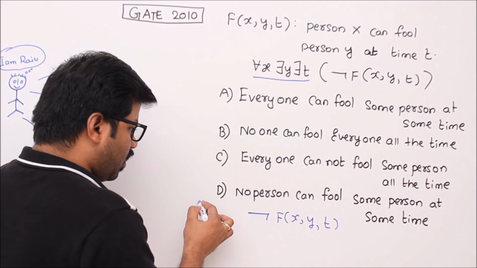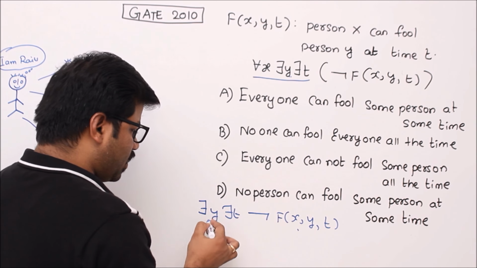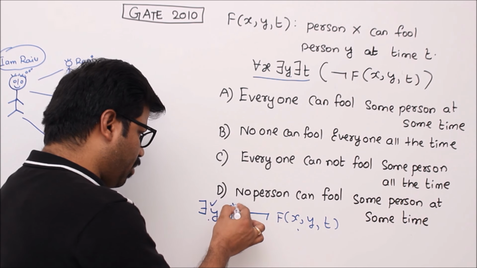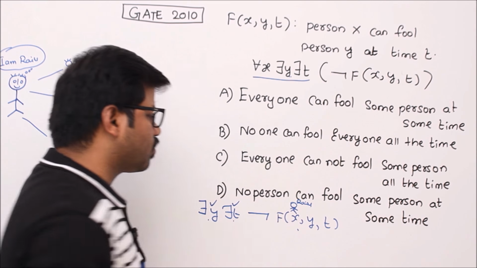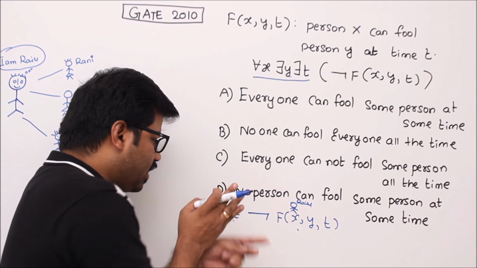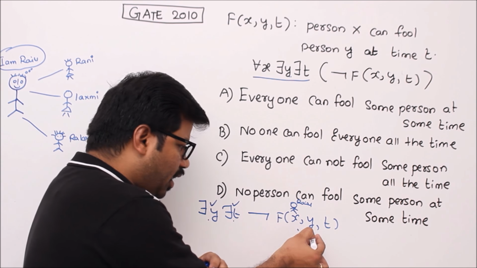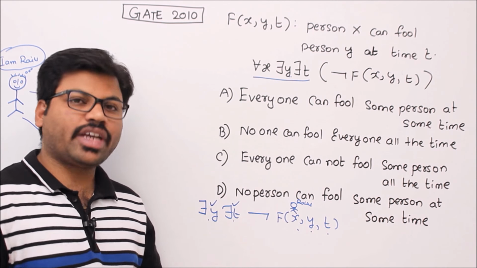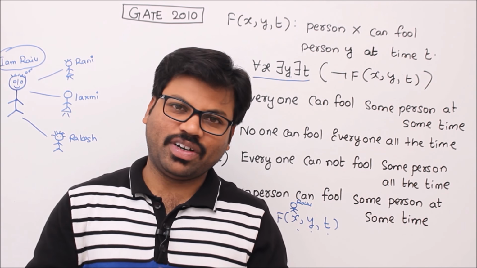It is given that there exists y, there exists t. I am extending this formula to this one: there exists y, there exists t, not of f of x comma y comma t. Now y becomes a variable, t becomes a variable. X is still a particular person. Let me take it as Raju. Now if you read this one, before there exists y, there exists t, it was Raju cannot fool y at time t. It's not about a particular y, particular time. Some y, some t. Now read it with some y, some t. Raju cannot fool some y at some t. Raju cannot fool some person at some time.